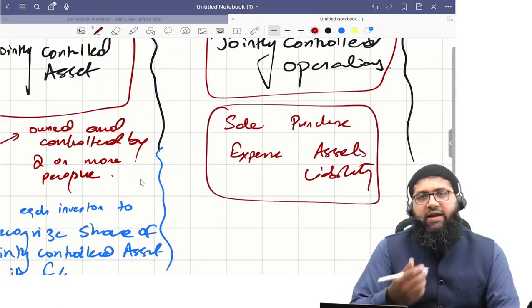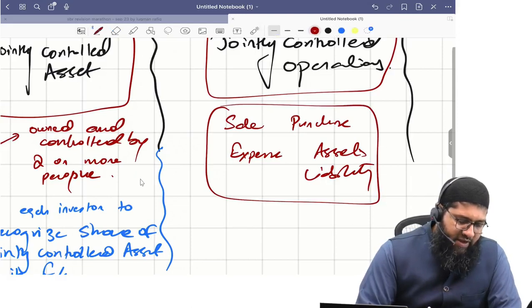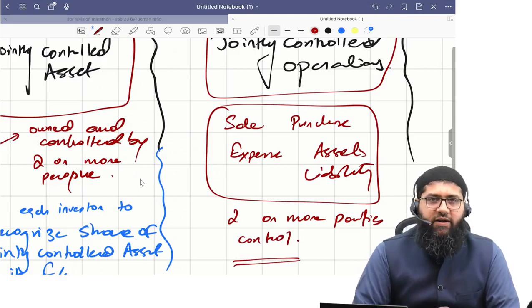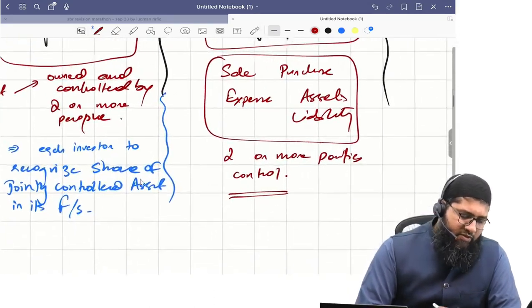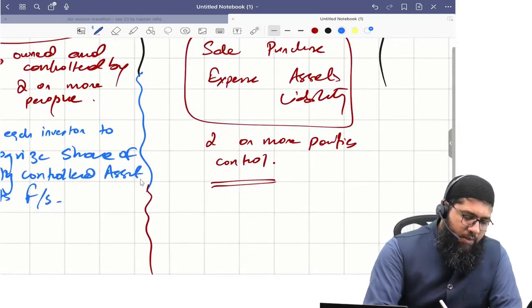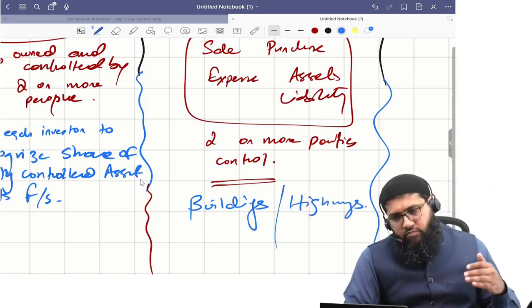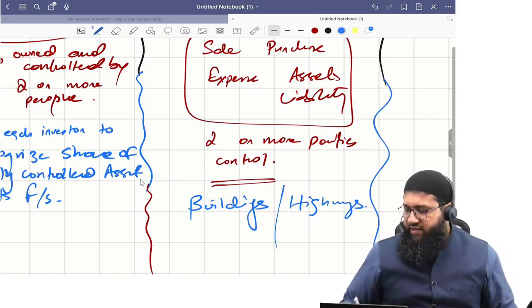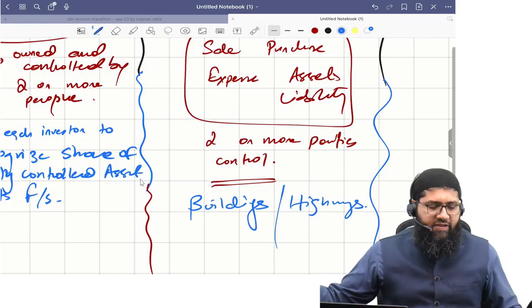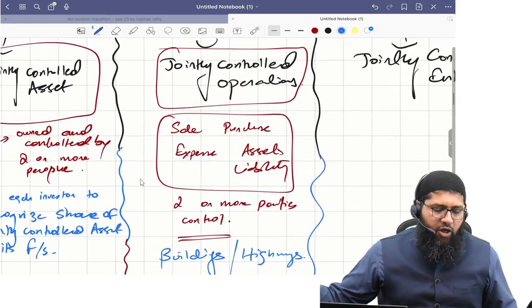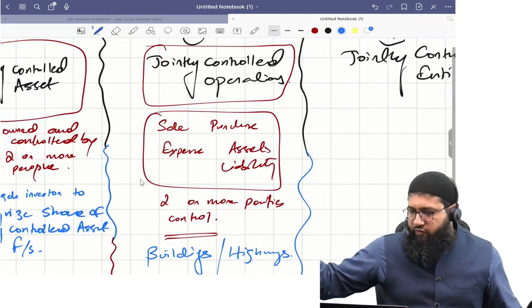If you have got any activity which two or more parties control, that is going to be considered as a jointly controlled operation. This generally happens with respect to the construction of, let's say, buildings, highways, things like that. I repeat, when I talk about jointly controlled operations, this is how things go about, right? Now let's move and discuss a bit further.